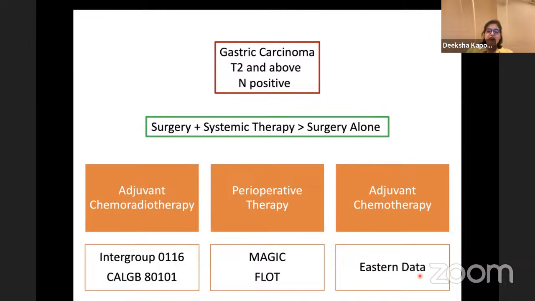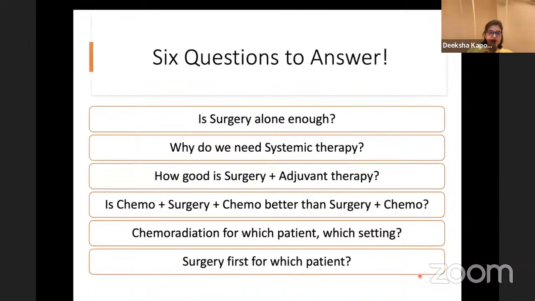We will discuss the evidence that has been laid down by these seminal studies and see what sense we can make out of it. So the aim of this talk is going to answer these 6 questions.